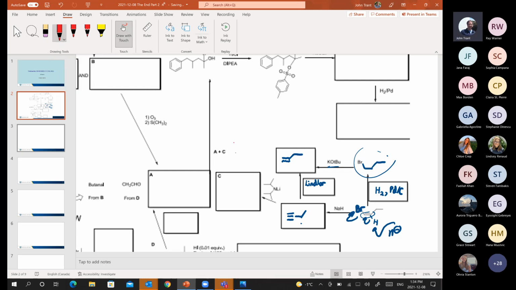So now the next question coming along here is what happens when I take this triple bond and use a strong base like LDA? Yes, it's palladium on carbon. Yes.